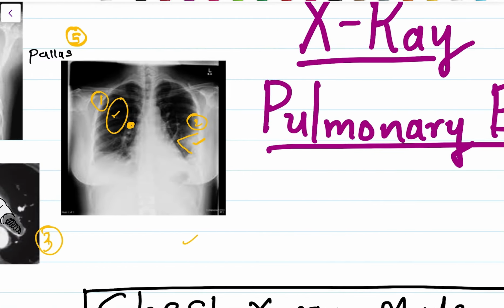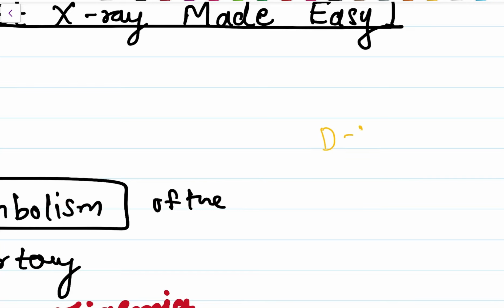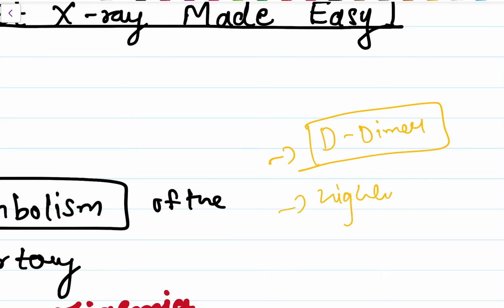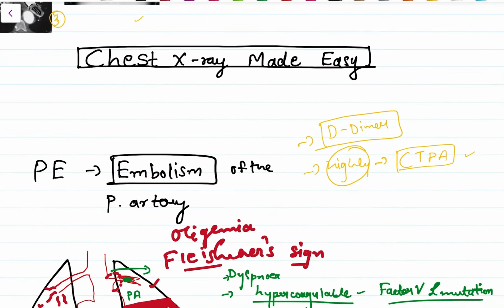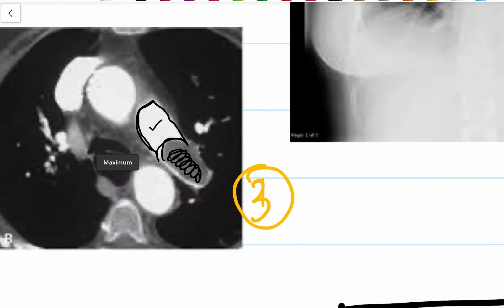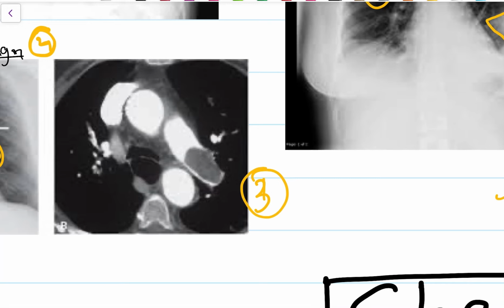We need to do D-dimer. If our prediction is low to intermediate, and if we are highly suspicious of pulmonary embolism, then we can go for CT pulmonary angiography. In this you will know, and I've given this example here. You can see that this is CT angiography. You can see that a clot is seen here, and this is the contrast given, and you can clearly see this.